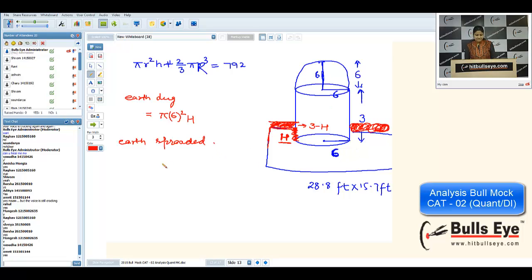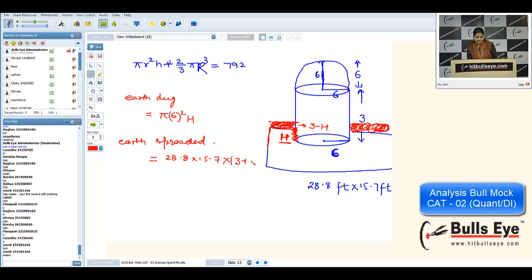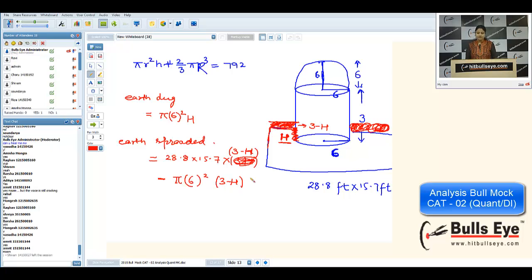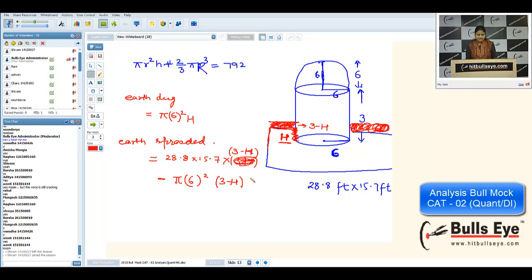Okay. See, now what is the volume of earth spreaded? It will be 28.8 into 15.7 into 3 minus h. This is 3 minus h. Minus, now there is a circular hole in this. So what will be the area of this circular hole? It will be in form of cylinder, pi r square h. What will be the height of this circular hole? It will be 3 minus h. Is it okay?